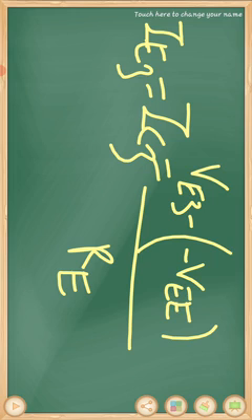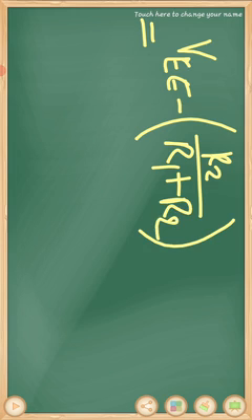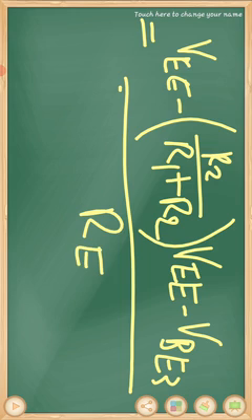Then put the emitter voltage VE3 in this equation, which is equal to VEE minus, in bracket, R2 upon R1 plus R2 times VEE, minus VBE3, upon RE.